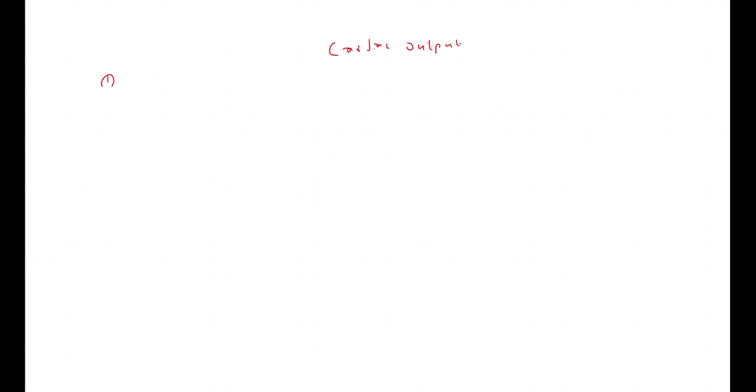So what is the equation of the cardiac output? Cardiac output is equal to heart rate times stroke volume. Heart rate times stroke volume is called the cardiac output. We will be discussing the variables which actually affect your cardiac output. The first variable we are going to discuss is stroke volume.